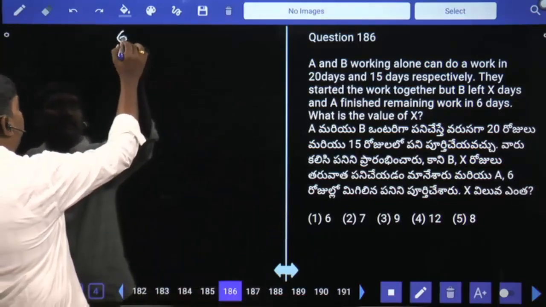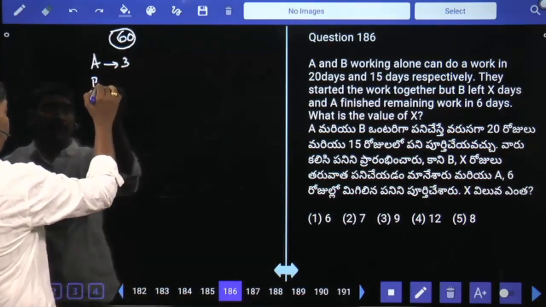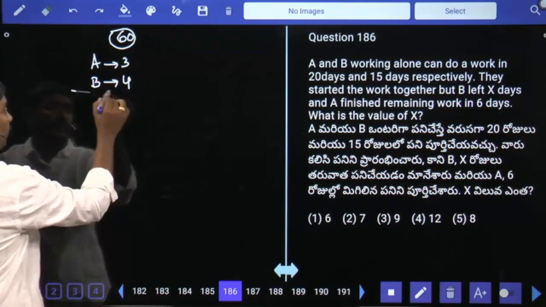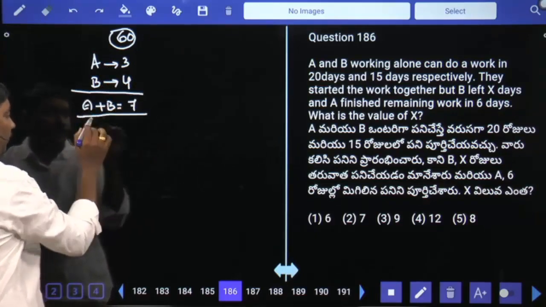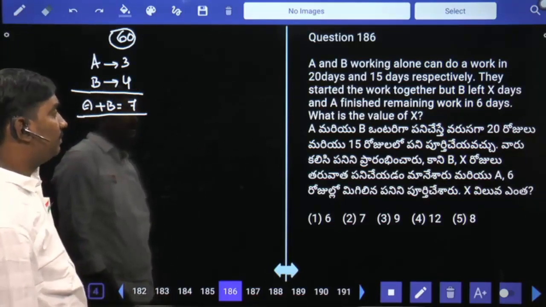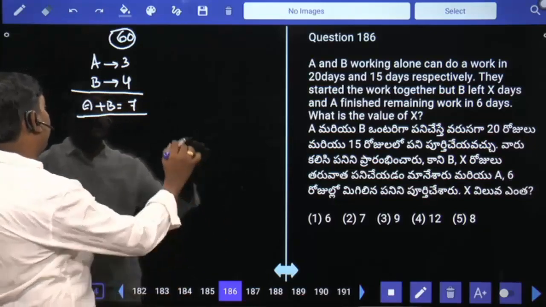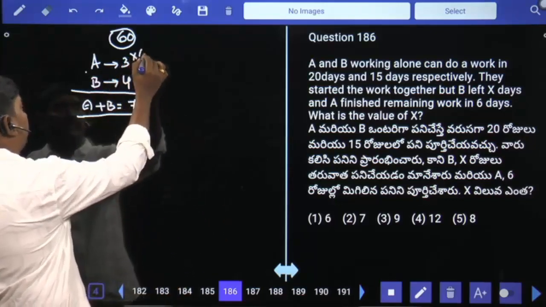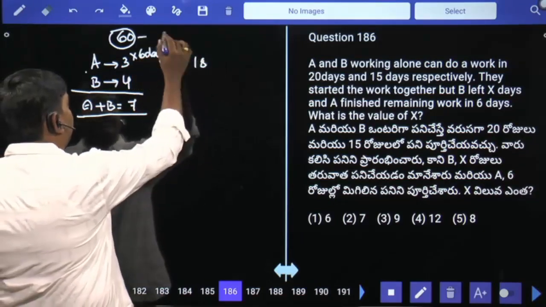20, 15, LCM 60. A per day 3 units, B per day 4 units. Together in one day they can do 7 units. They work together up to X days. After X days, B left and A finished the remaining work in 6 days. In one day, A can do 3 units. In 6 days, A can complete 18 units out of 60.